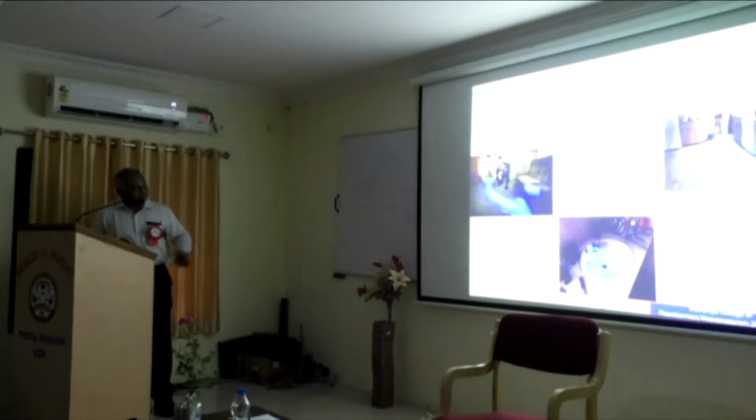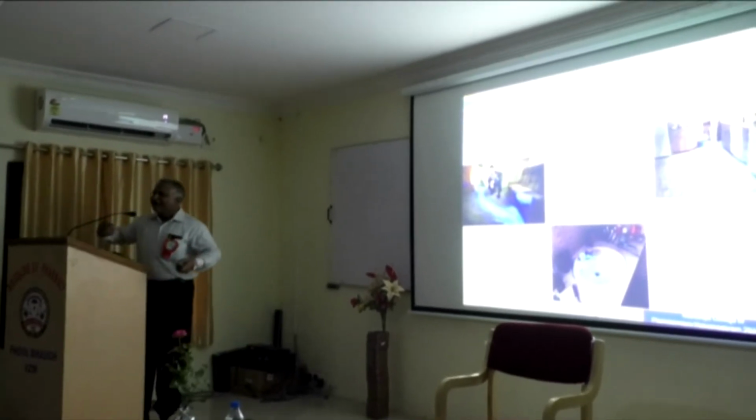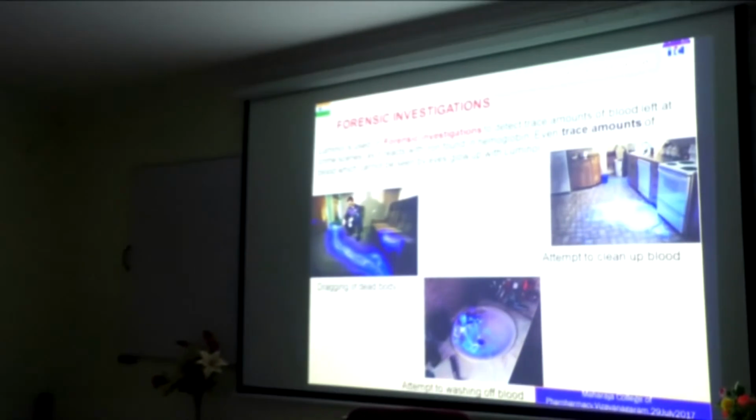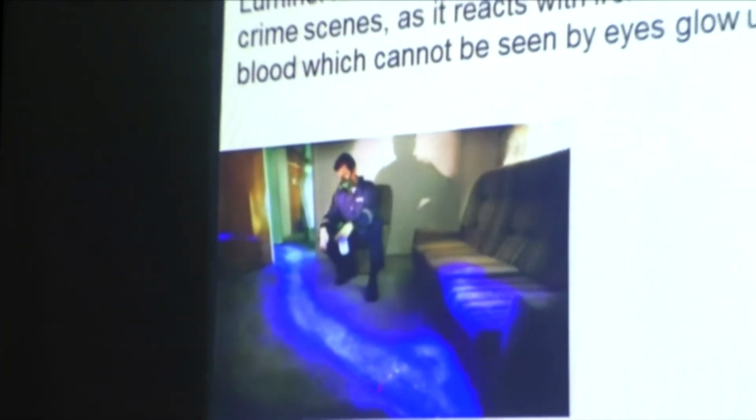Next slide. This is what I was talking about here: forensic investigations. When a crime is committed and a dead body or some blood smears are left, when you pull the body, you will have blood from this part to that part. It can be on the sofa also, and when you wash it in the sink, or in the kitchen sink, you do have it there. How do you detect that?